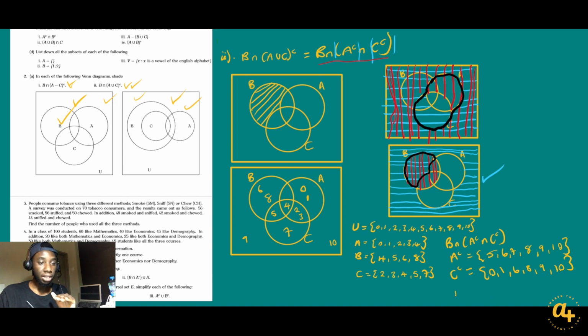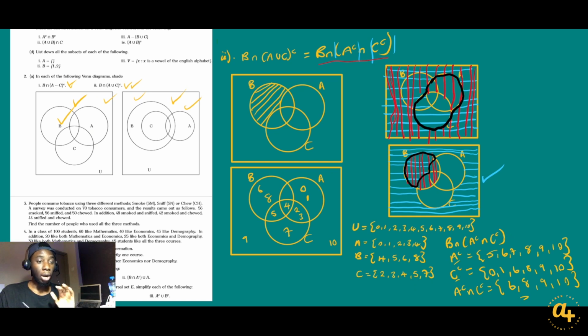And now let us find the set A complement intersection C complement. Obviously this is just what's common between this set and that set. And if you look carefully, the elements that are common in these sets are 6, 8, 9, and 10. So these are the elements that are common in the set A complement and the set C complement.